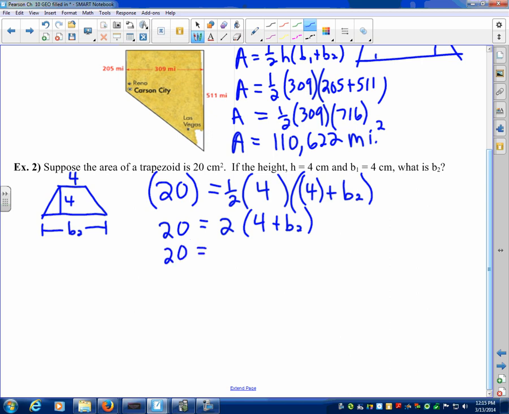That's fine, yeah. Let's go ahead and distribute, since most of you would do that. Subtract the 8 over. 12 equals 2, b sub 2. Yeah, if you don't like the subscript, you can just call it x. And then divide by 2. 6. So b sub 2 equals 6.